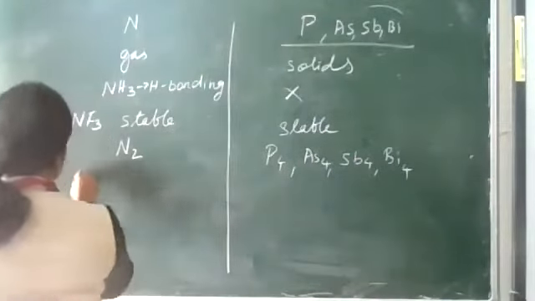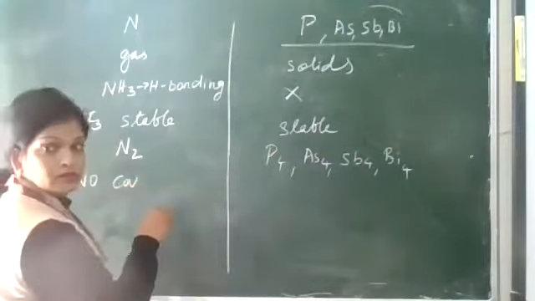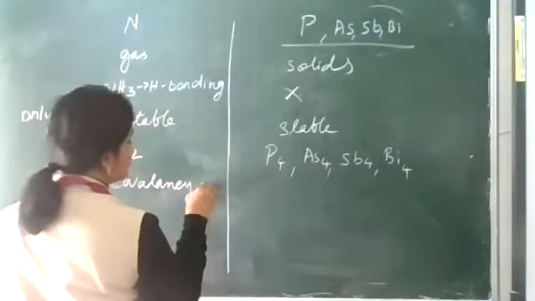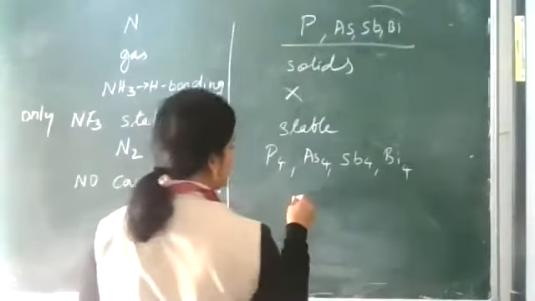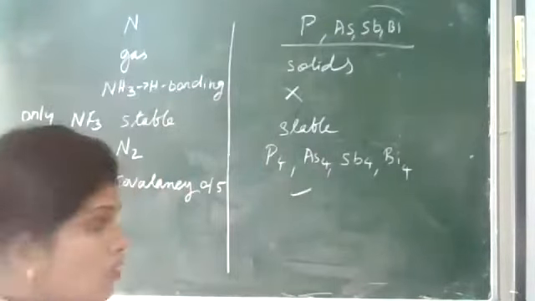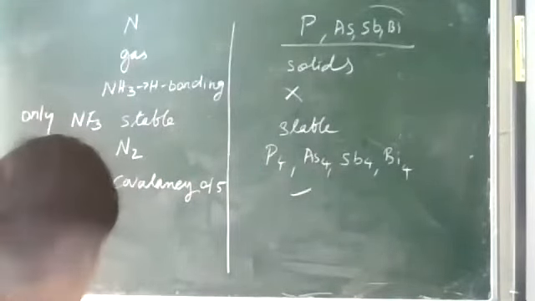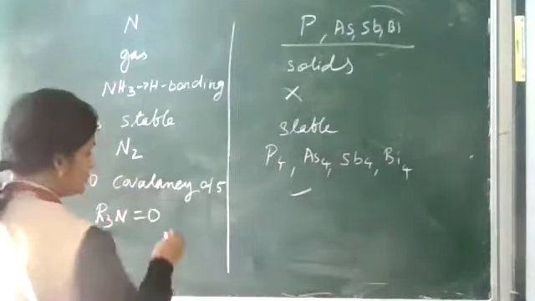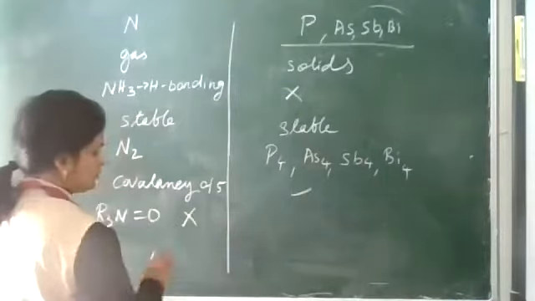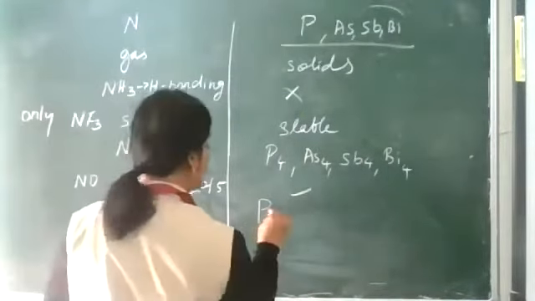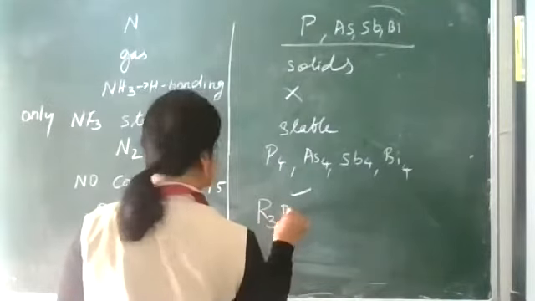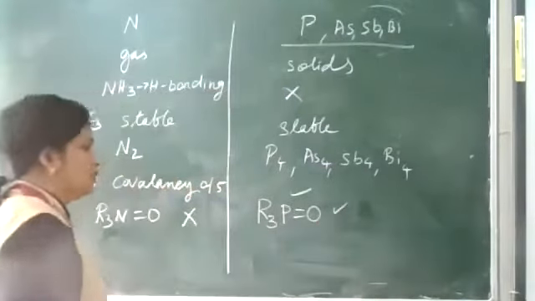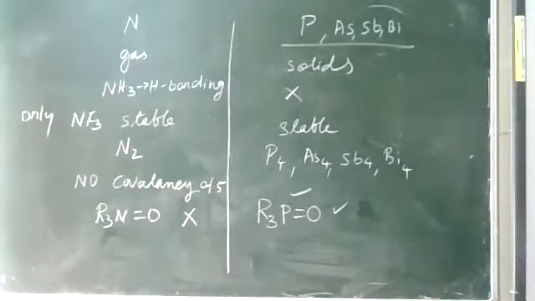Next, no covalency of five for nitrogen, but the others can have a covalency of 5 using their d orbitals. Next, R3N double bond O is not possible, but R3P double bond O is possible. All these things we have seen.